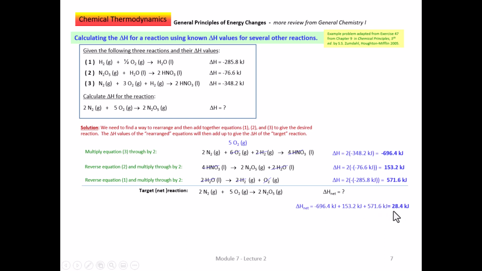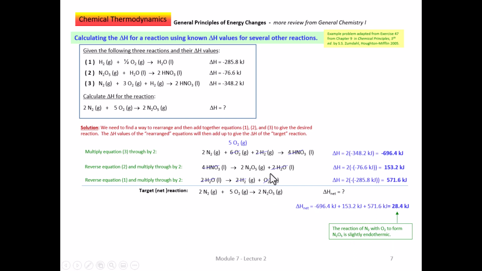And when I add those up, I get 28.4 kilojoules for the estimated overall deltaH for this reaction using this supplied, hopefully, experimental data. So this reaction of nitrogen and oxygen to form N2O5 is estimated to be slightly endothermic.